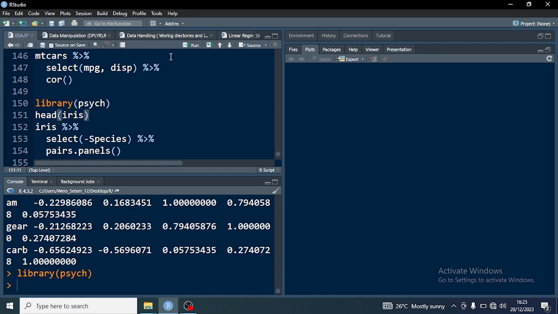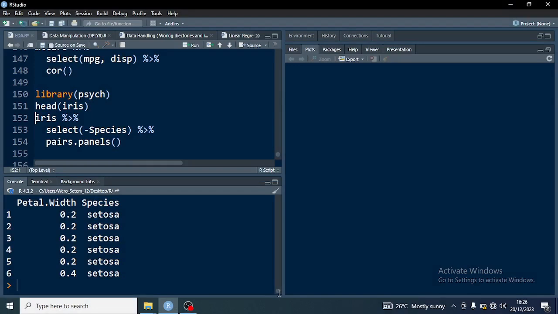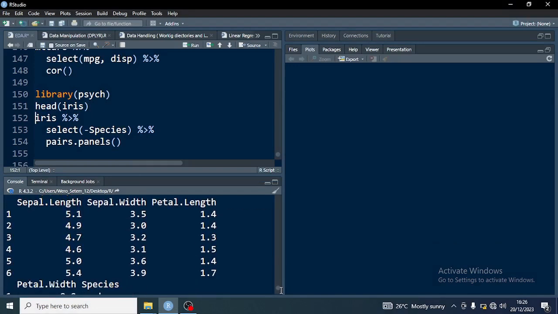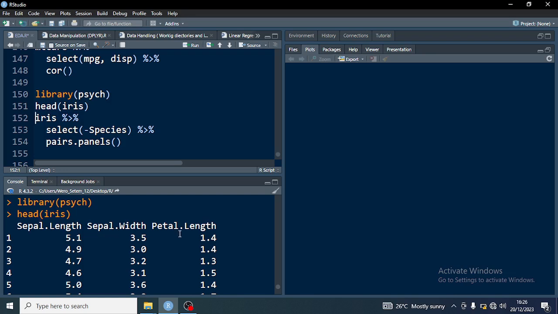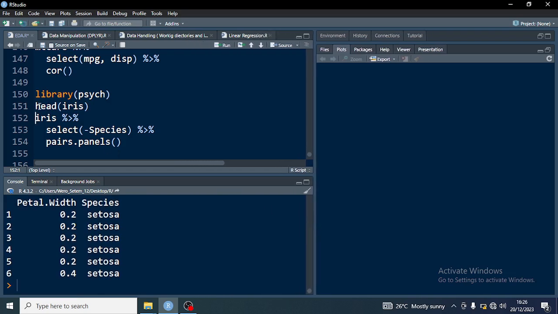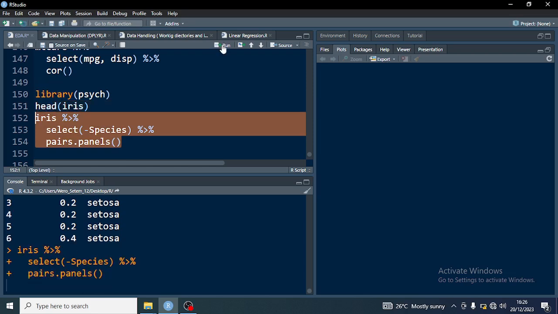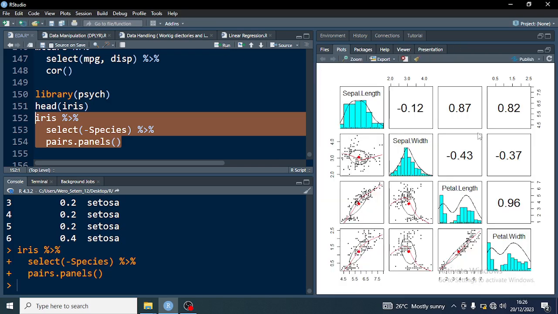I want to see the data frame called iris, so I'm saying head. And here it is. It has sepal length, sepal width, petal length, and the species. So I'm saying iris, and then I'm using the pipe operator. So iris, and then select everything in the iris except the species, then use the pairs.panels function. Run this, see what it has given me.